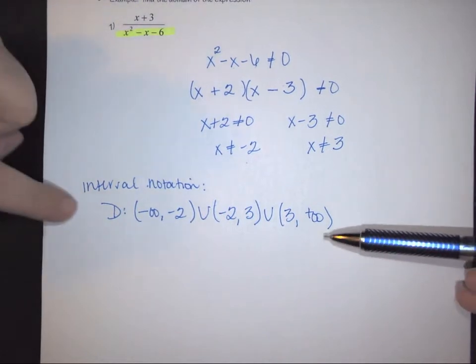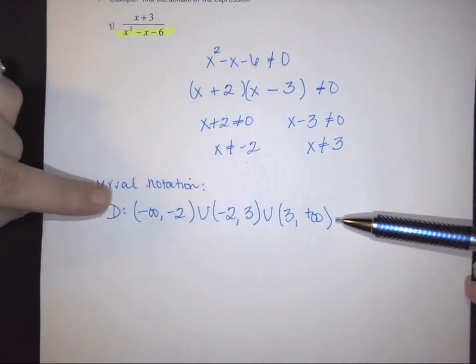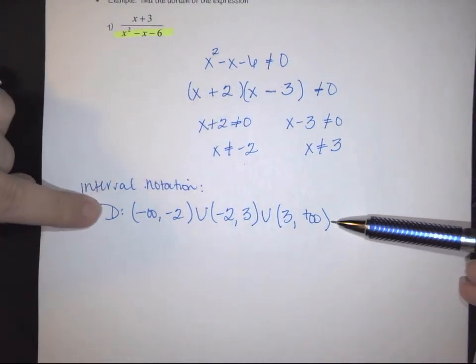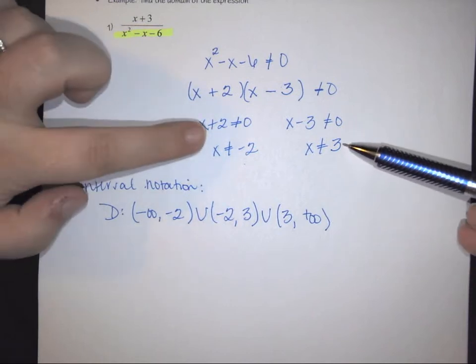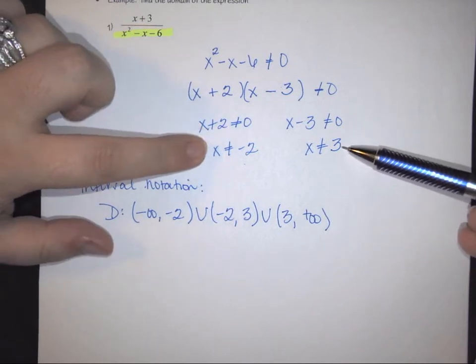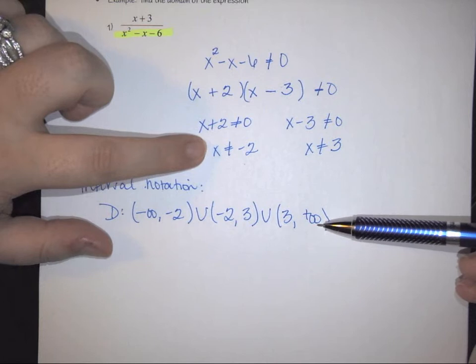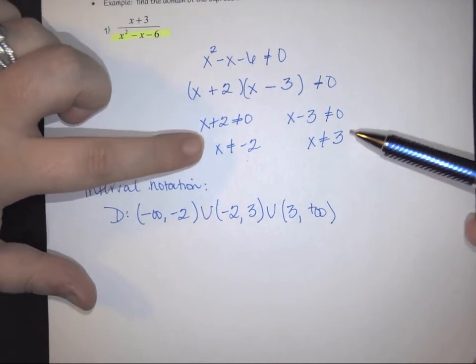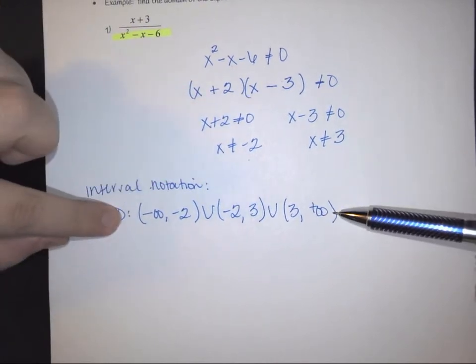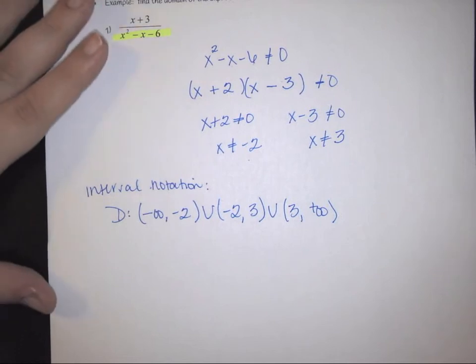So when we're looking at these, the way that you know that you have hit all of your intervals is that however many solutions you have, you should have one more interval in your domain list. So here I had 2 solutions, so I had to have 3 intervals.